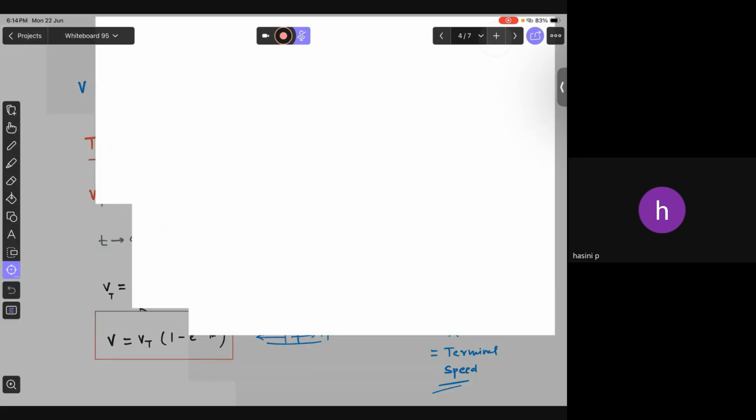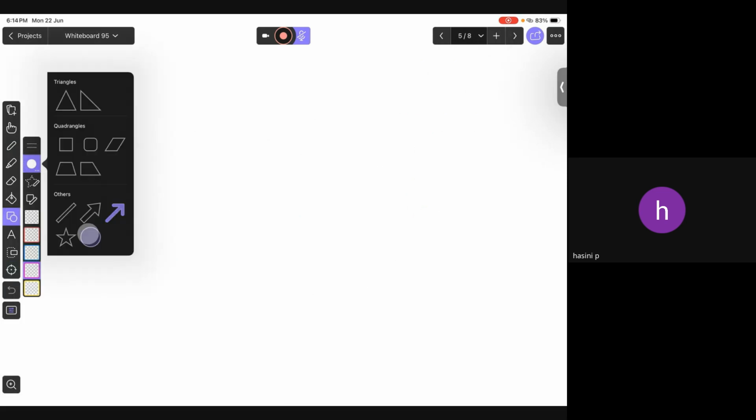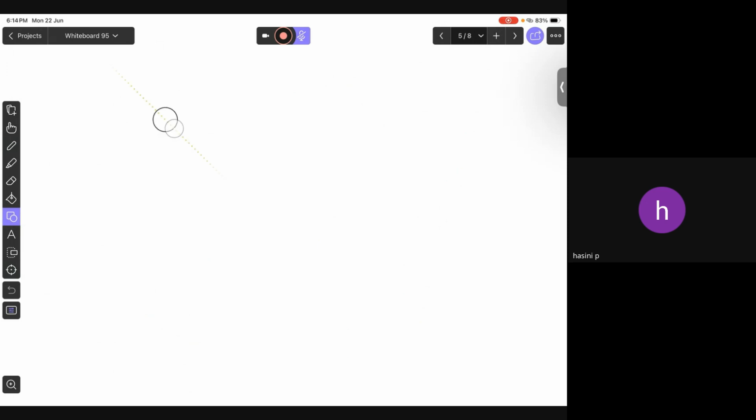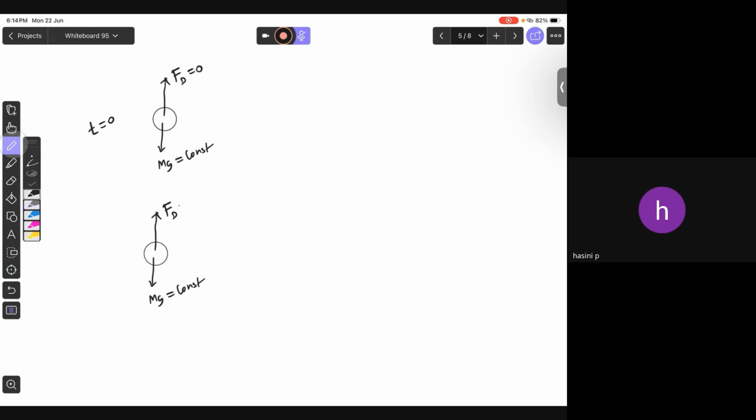You tell me, at t equals 0, what is the drag force? Something 0, no? Yes, sir. At t equals 0, our drag force Fd is 0. mg is always constant, no? After some time, if I ask you what the drag force will be, if velocity is v downward, the drag force will be kv upward.